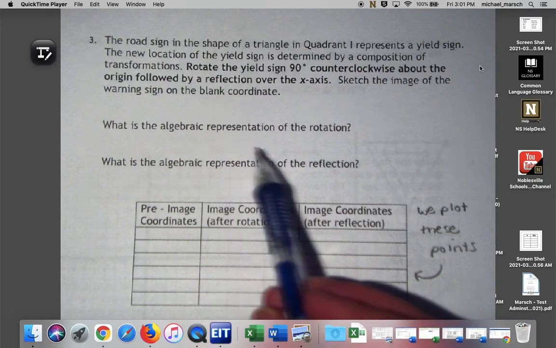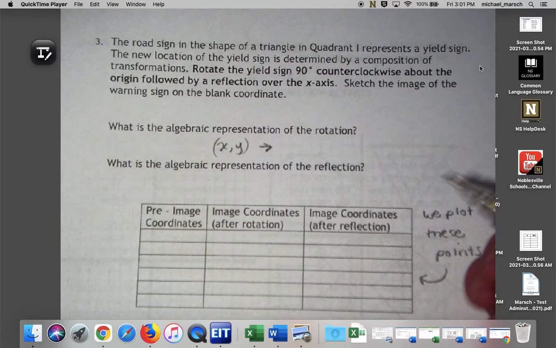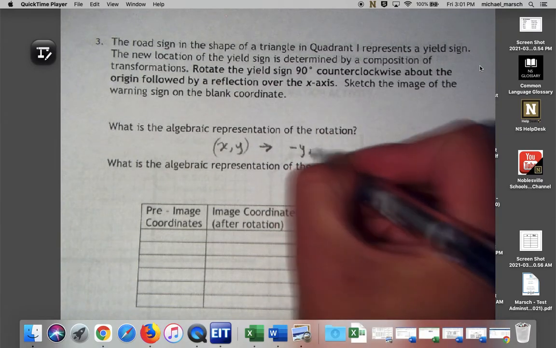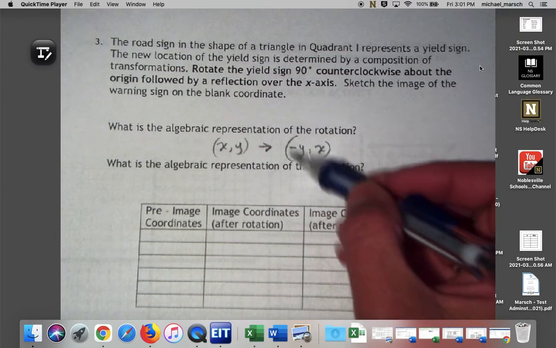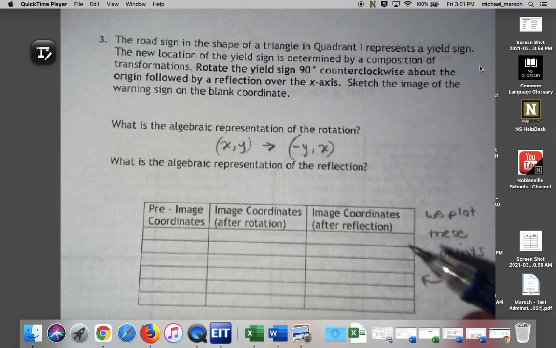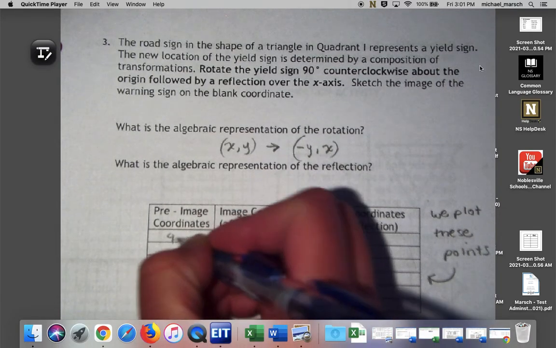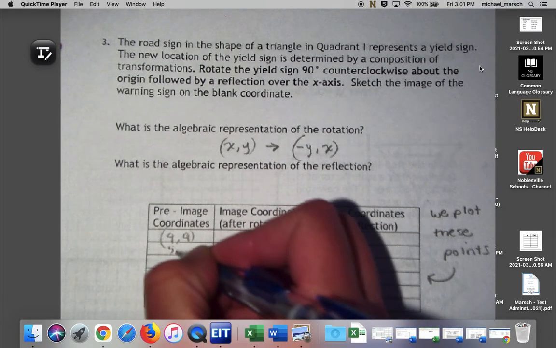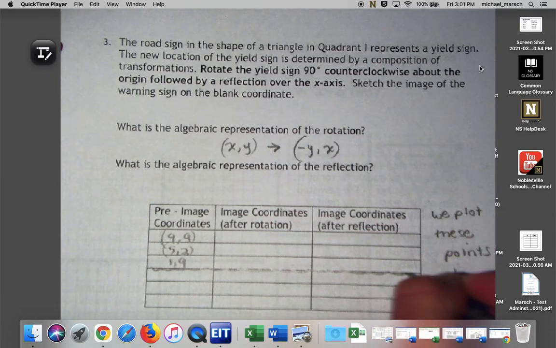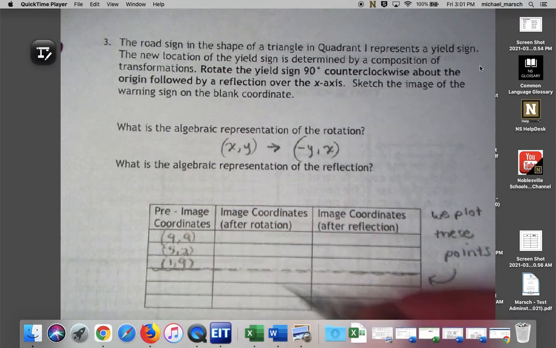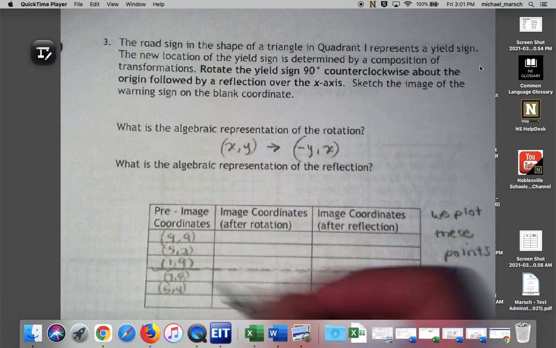So what is the algebraic representation for a 90-degree counterclockwise rotation? I know, it's probably not at the top of your head, right? So it's opposite y, x. You flip-flop them, and then you make the y the opposite of what it was. Okay. So our pre-image coordinates, this one's kind of nice because there's only 6 points. I get 9, 9, 5, 2, 1, 9, and that's for the outside triangle. And then I've got 7, 8, 5, 4, and 3, 8.